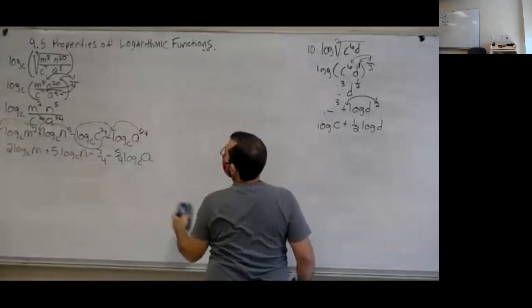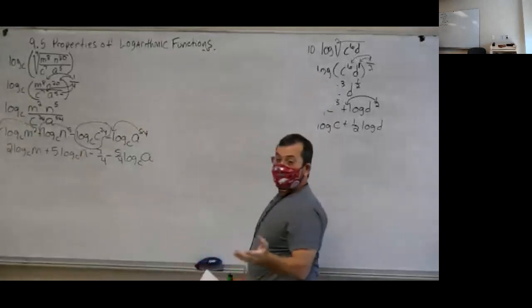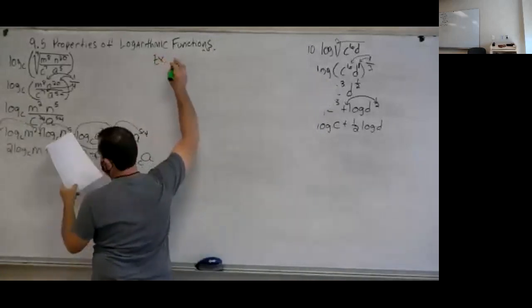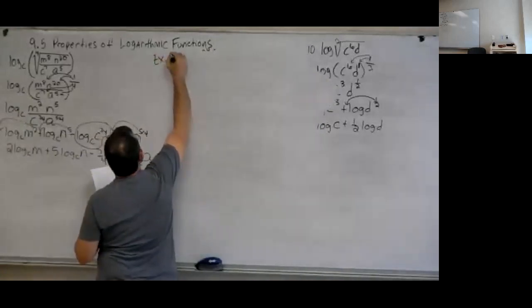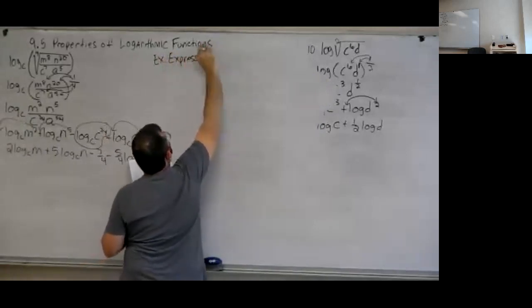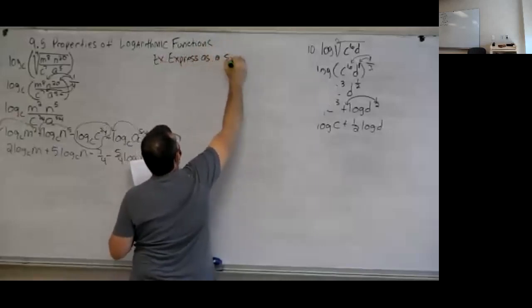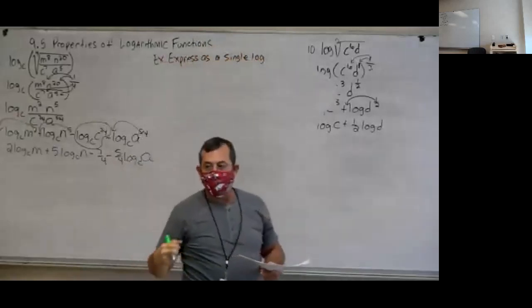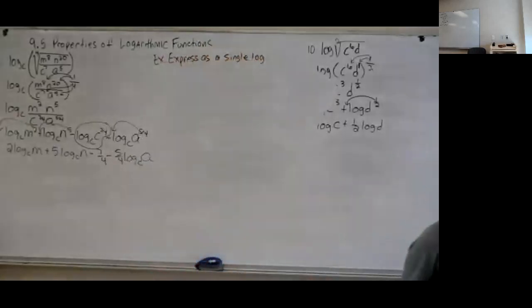Okay, so basically, them last 5 problems was just rewriting sums and differences. These next few, or the rest of these, we're just going to express as a single log. Which means if they're being added, I'll write them as a product. If they're being subtracted, I'll write them as a quotient. If they got numbers in front, I'll move them back up to be exponents.